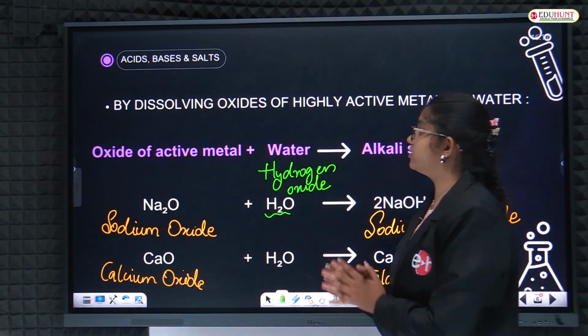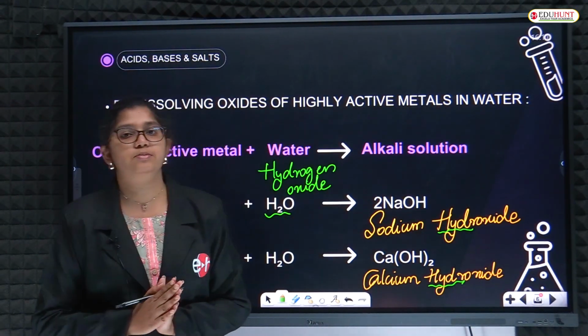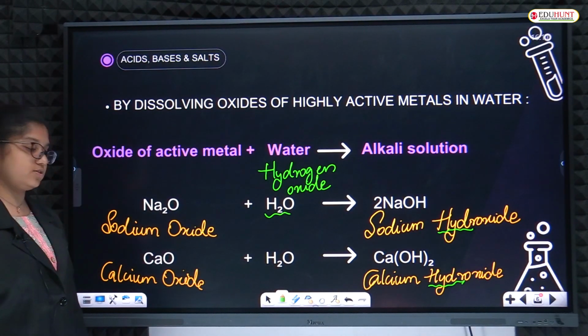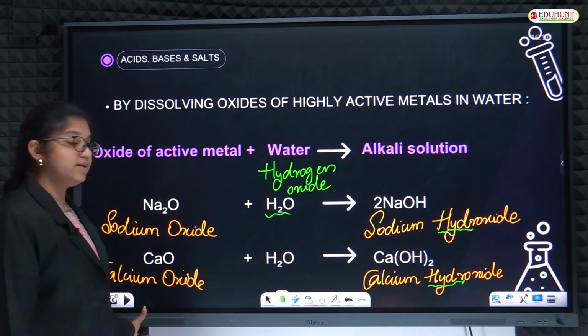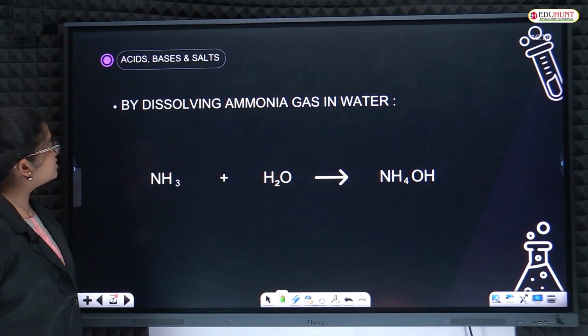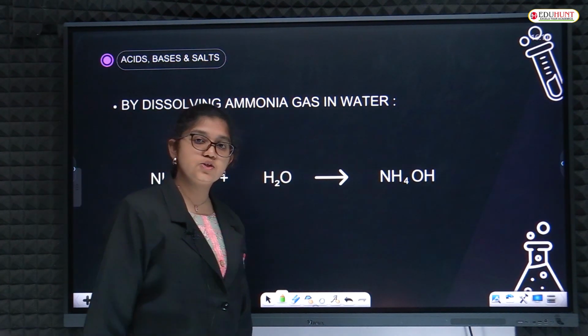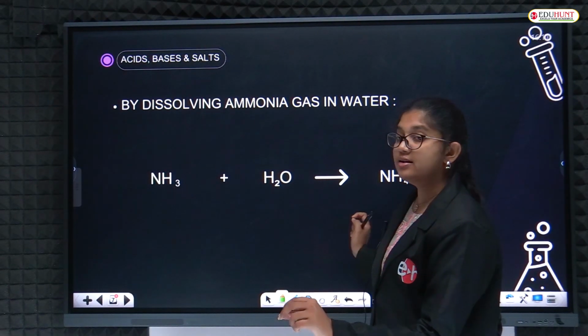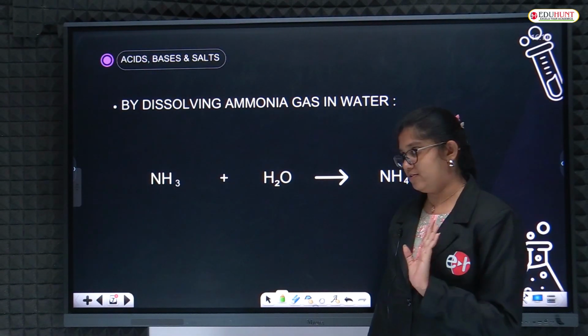Okay. This is all about the third method, that is by dissolving oxides of highly active metals in water. Now, next method, the fourth method, are you ready? Yes, the fourth general method, that is a simple one. By dissolving ammonia gas in water. Simple definition and a simple equation, only one equation we have.